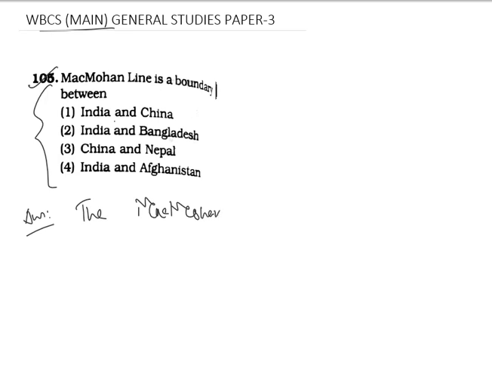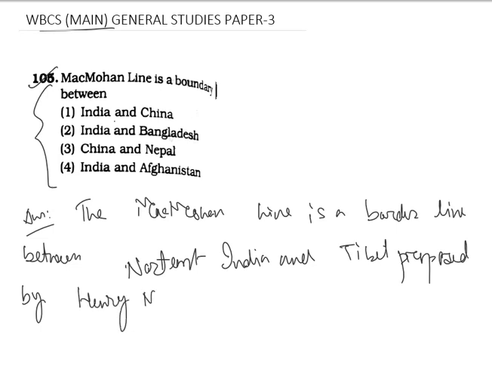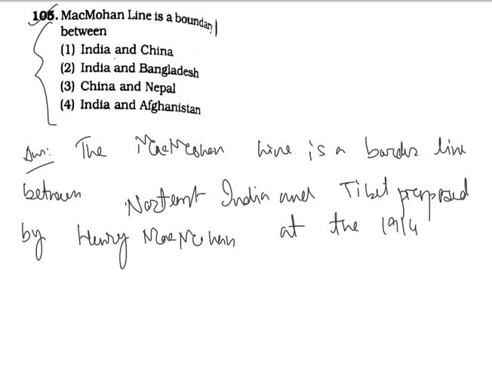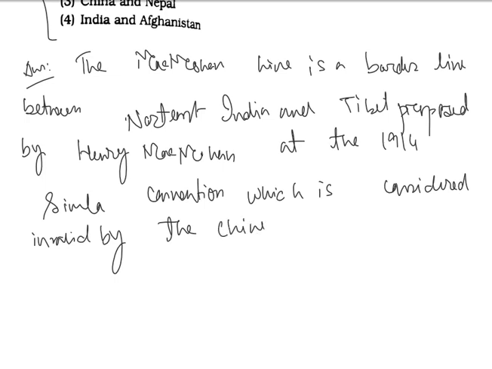The McMahon Line is a borderline between Northeast India and Tibet, proposed by Henry McMahon at the 1914 Simla Convention, which is considered invalid by the Chinese government.